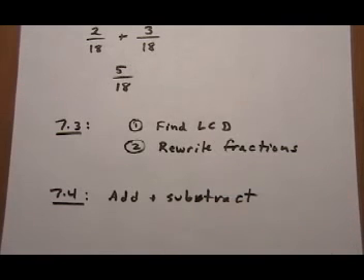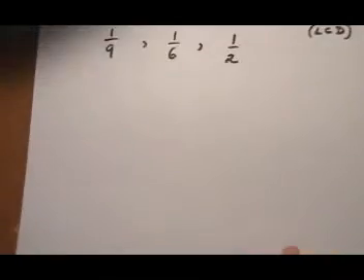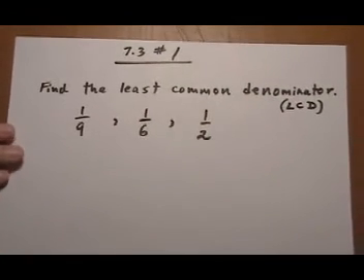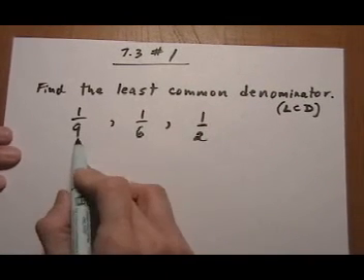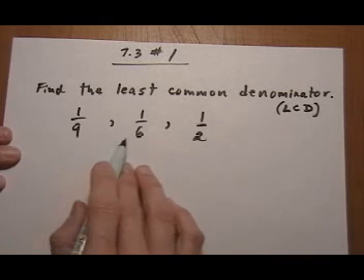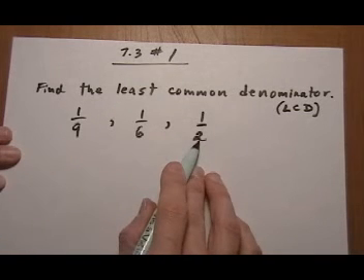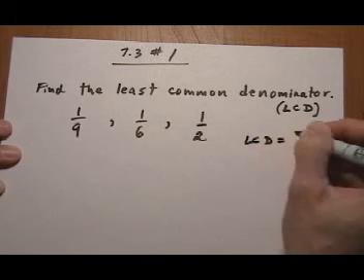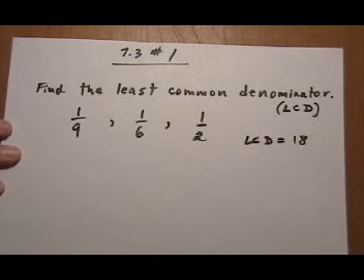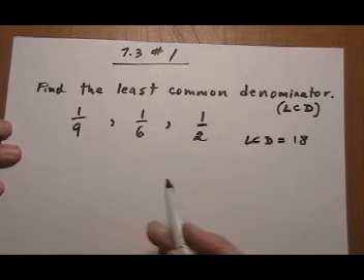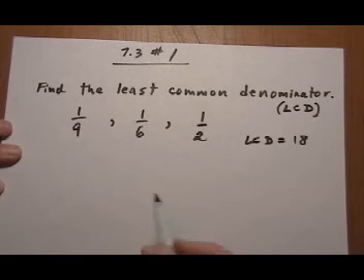All right, so let's look at, first of all, finding the LCD. So 7.3, number 1. If I want to find the least common denominator for 9, 6, and 2, well, for 9 and 6 it would be 18, and 18 works for 2 also. So the LCD, by inspection, is going to be 18. And remember, least common denominator is the smallest denominator you can turn each denominator into by multiplication.